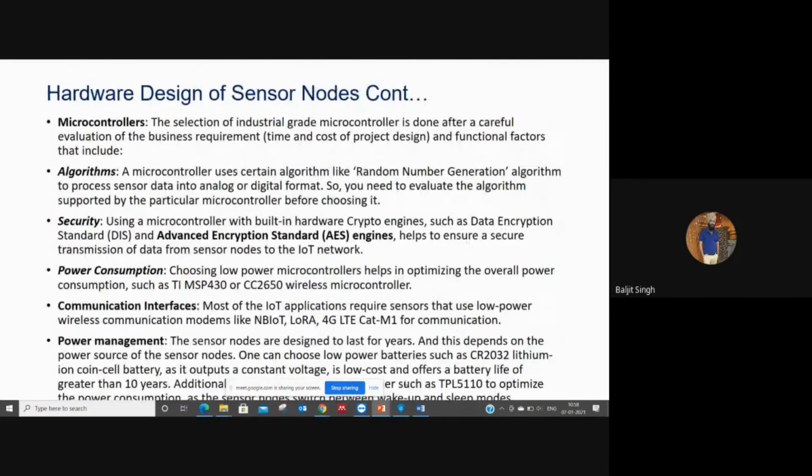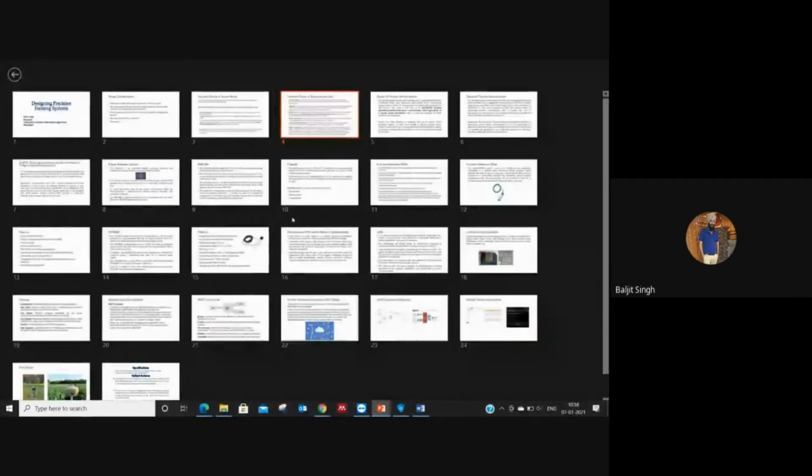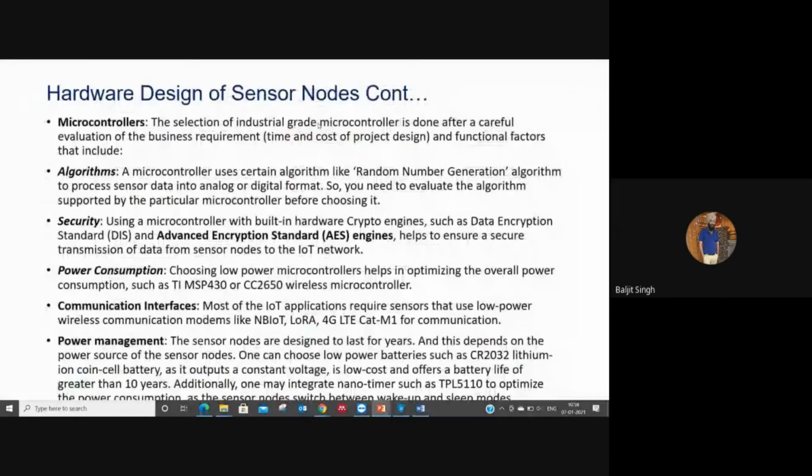I think the last is not visible. One second. Okay, the last line is not properly visible.